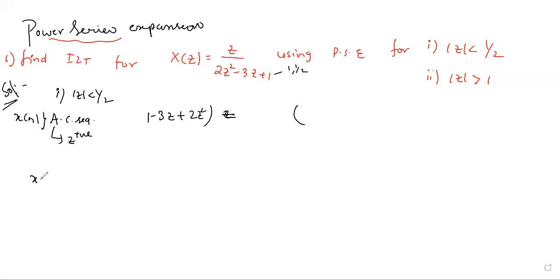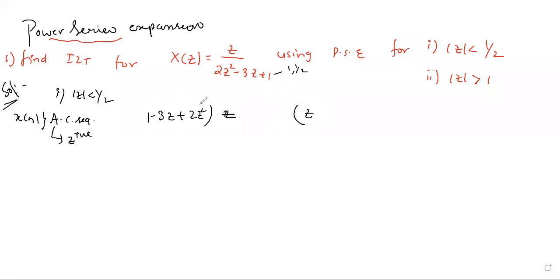Why? Because if you see the formula, the summation of x of n into z power minus n, with n from minus infinity to infinity, only when n is negative will we get positive powers. N negative means negative indices, which indicates a left-sided, anti-causal sequence. So that's why we divide the function by taking the constant first. Then I select the quotient 1.